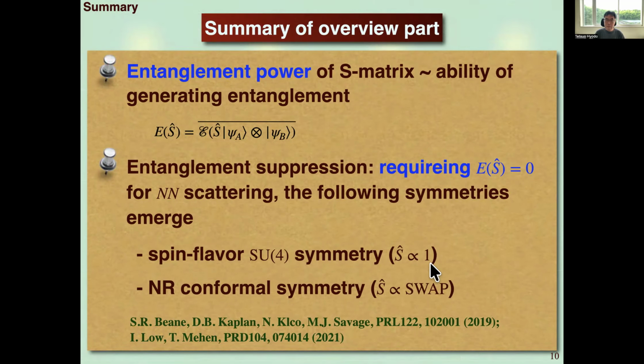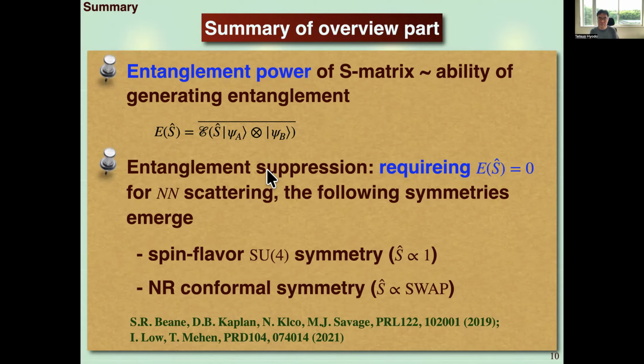Let me summarize the discussion so far. We showed that the entanglement power can be defined for the scattering S matrix of baryon-baryon scattering. Its meaning is the ability of this scattering S matrix, or the scattering process, the hadron interaction, to generate entanglement of the state. It is defined like this: you start from the product state, apply this S matrix, measure the entanglement, and average over all possible initial states. In that way, you obtain the entanglement power.